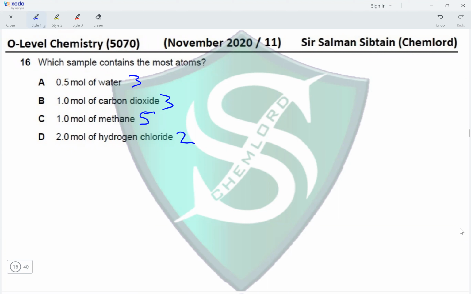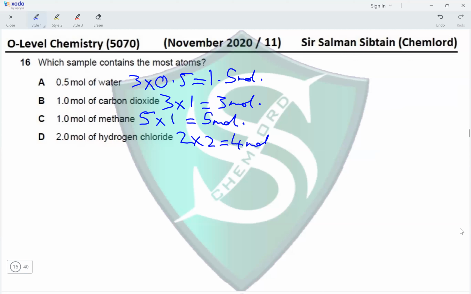So, 0.5 moles of water means 0.5 into 3, which will give us a value of 1.5 moles. For the second one, we have got 1 mole of carbon dioxide, so 3 into 1 gives us 3 moles. For the third one, we have got 1 mole of methane, so 5 into 1 gives us 5 moles. And for the last one, 2 moles of hydrogen chloride would mean 2 into 2, which gives us 4 moles. So out of the 4 options, the highest value is 5 moles, making option C the correct option for this question.